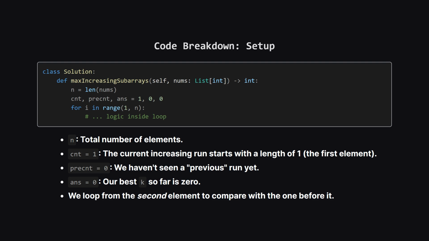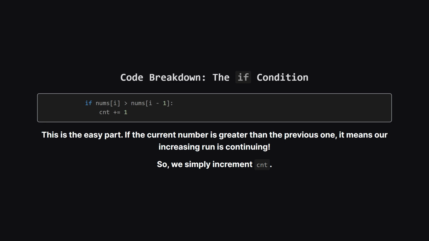Then, we start a loop from the second element of the list, so we can compare each number with the one that came just before it. Inside the loop, our first check is simple. Is the current number, the one at index i, bigger than the number just before it? If it is, that's great. It means our increasing sequence is getting longer. So we just add 1 to our count variable to extend the run.